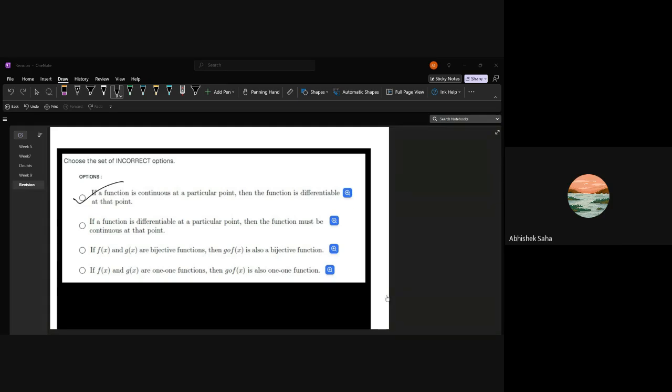Clear for all? If a function is differentiable at a particular point, then it must be continuous. Yeah, this is the correct statement. That means you have to choose the incorrect option. So it is incorrect. f(x) and g(x) are bijective functions, then f of g of x is also a bijective function. It is true, right? f(x) and g(x) are one-one and onto, then g of f of x and f of g of x both are one-one and onto.